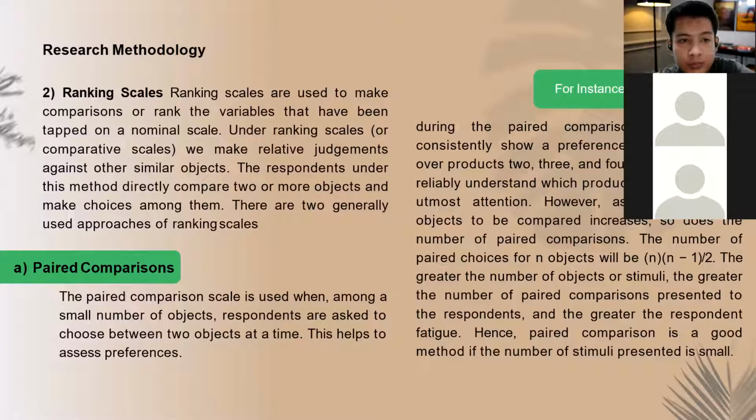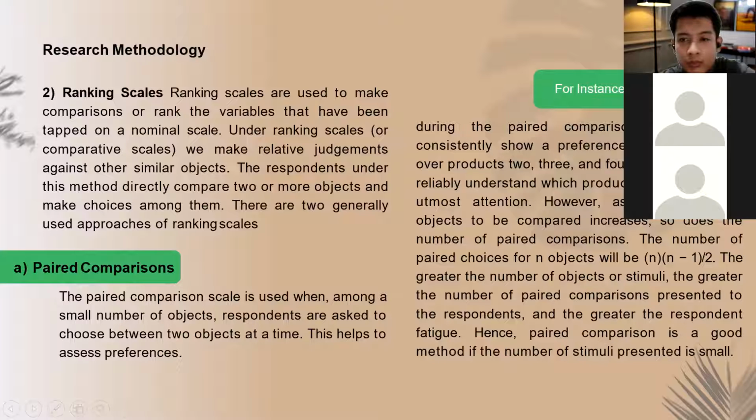There are two generally used approaches of ranking scale. The first is paired comparison. The paired comparison scale is used when, among a small number of objects, respondents are asked to choose between two objects at a time. This helps to assess preference. For instance, during the paired comparison, respondents consistently show a preference for product 1 over products 2, 3, and 4. The manager can reliably understand which product line demands his utmost attention.